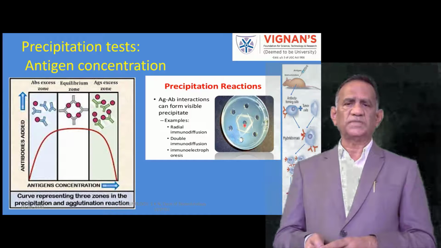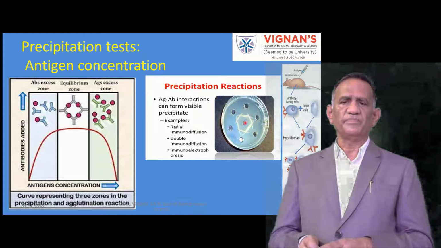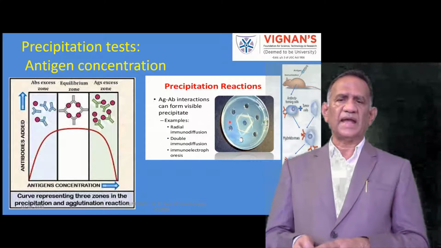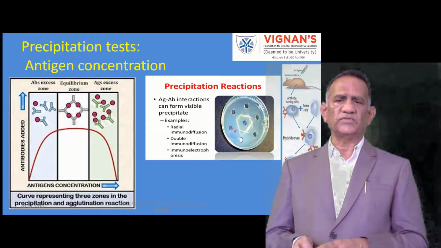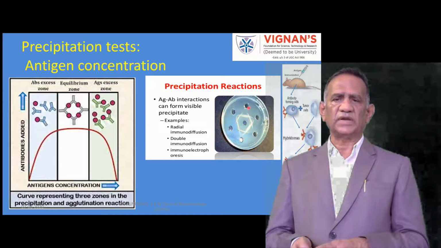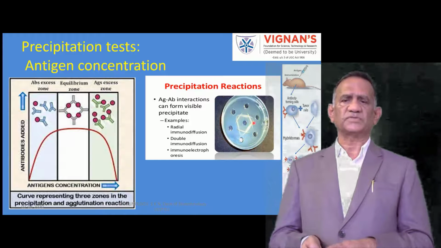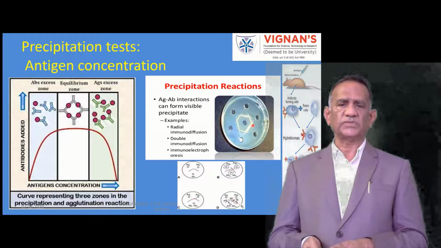This is usually set up as Ochterlony double immunodiffusion. In the center, we keep the antibody. In the peripheral wells, we keep the antigens so that they diffuse. In the process of diffusion, we get crescentic arcs, half moon shaped arcs. So these are the various procedures.